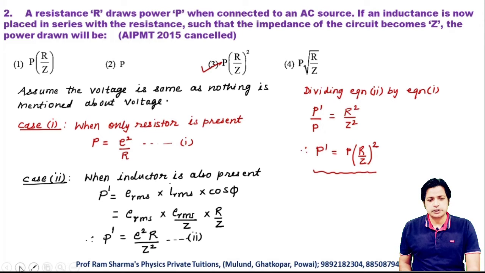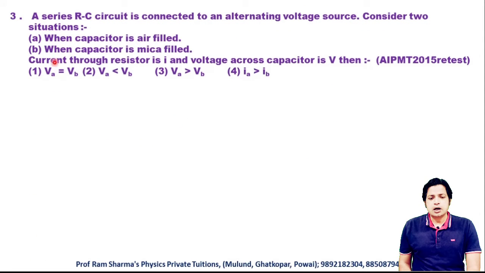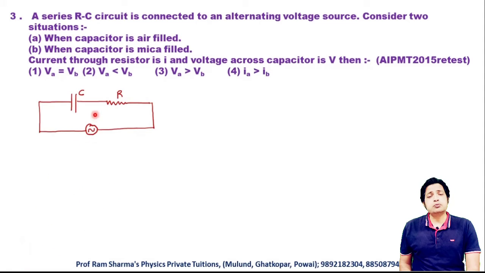Question number 13, the third one. A series RC circuit is connected to an alternating voltage source. So we have a resistor and a capacitance, and they are in series. Consider two situations: when the capacitor is air filled and when the capacitor is mica filled. Current through the resistor is I and voltage across the capacitor is V. Then okay, let's see. So RC circuit means probably I'll draw like this, and I know the formula for current.